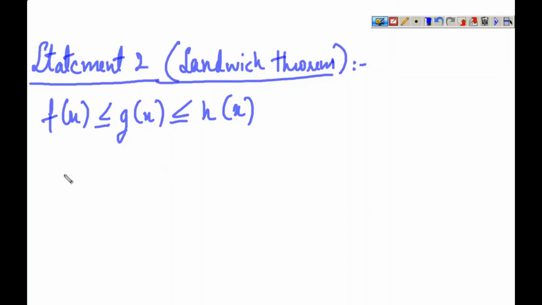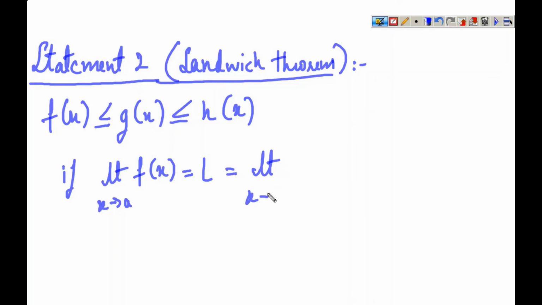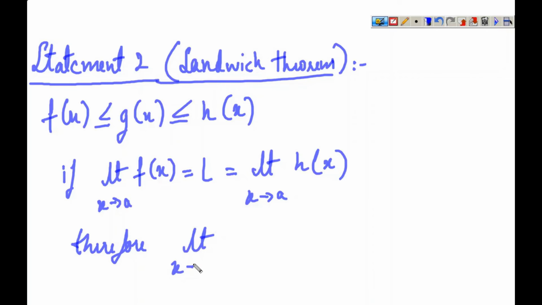The statement says that if the limit as x tends to a, that means x is approaching a, of f of x is equal to L, that means the value of the function as x approaches a is L, and this is also equal to the limit as x approaches a of h of x, so both these limits are the same at any point a, then automatically, by this condition, the limit as x approaches a of g of x is also equal to L. This is what the theorem says.